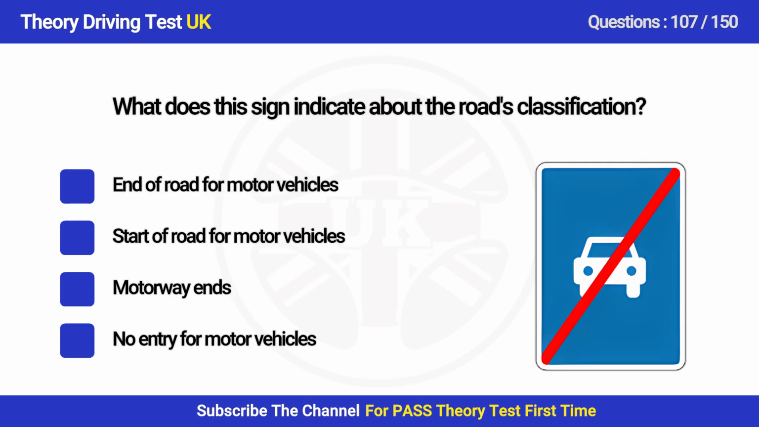Question 107. What does this sign indicate about the road's classification? A. End of road for motor vehicles. B. Start of road for motor vehicles. C. Motorway ends. D. No entry for motor vehicles.